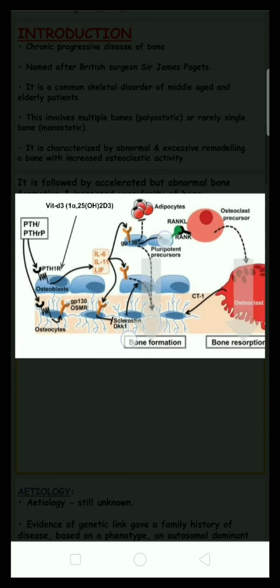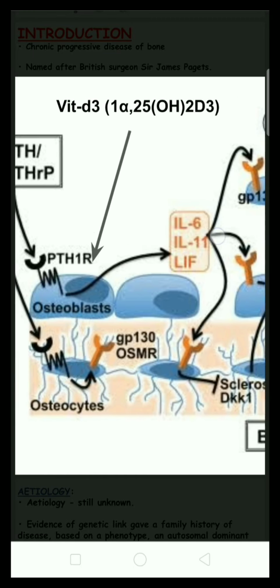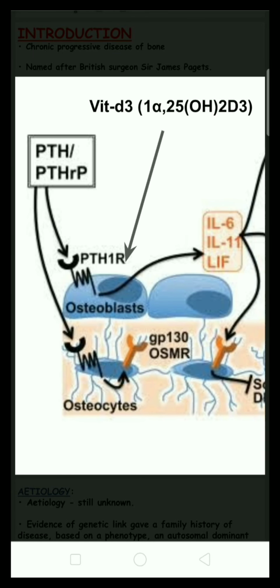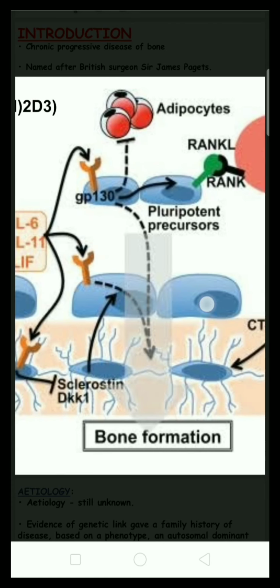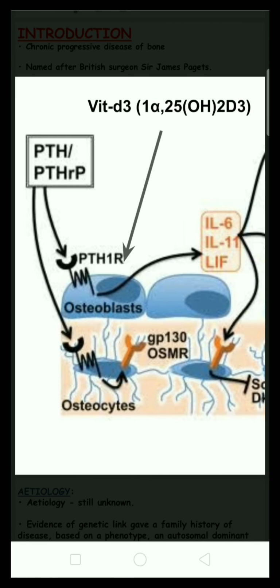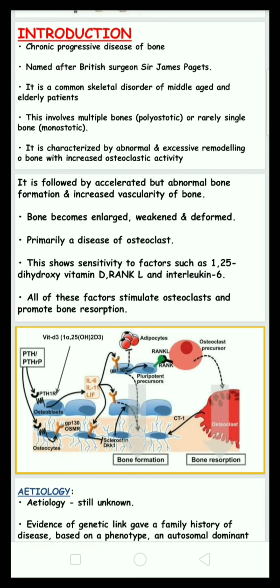In this condition, there is increased sensitivity to interleukin 6, RANK L, parathyroid hormone or vitamin D. They are sensitive to those stimuli. Both osteoblast and osteoclast activity are very high, but naturally the osteoclastic activity is higher than the osteoblastic activity. So osteoclastic activities are more, and this leads to Paget's disease.